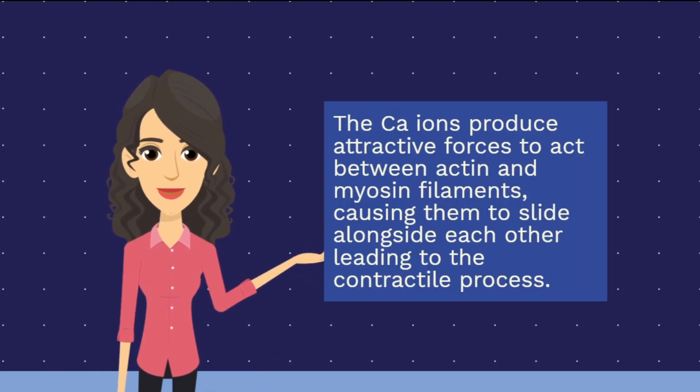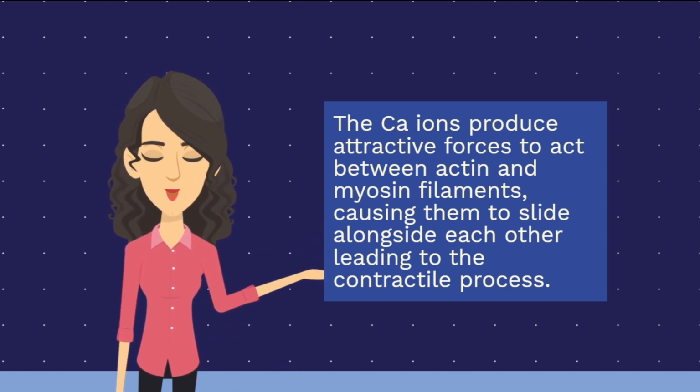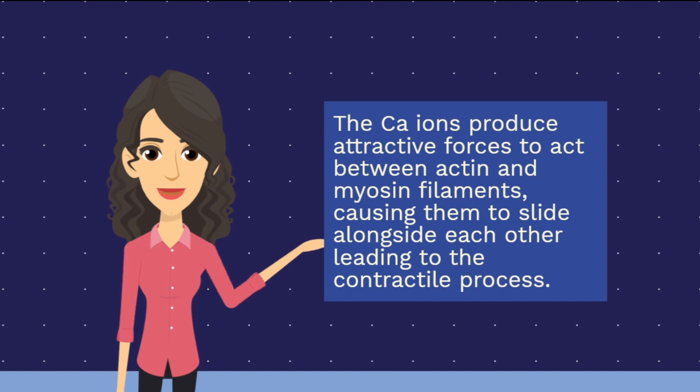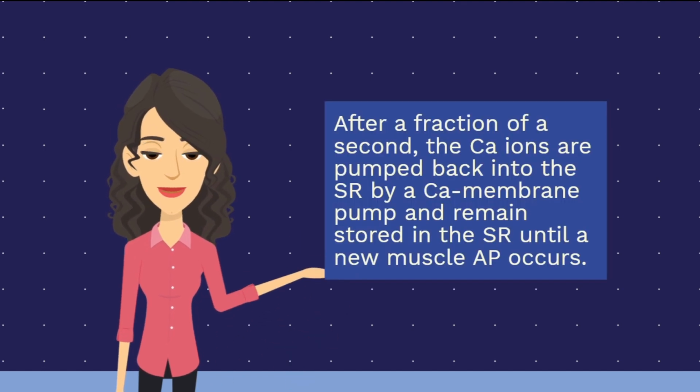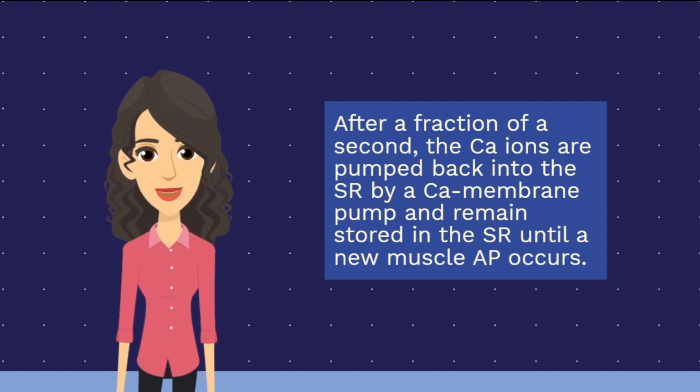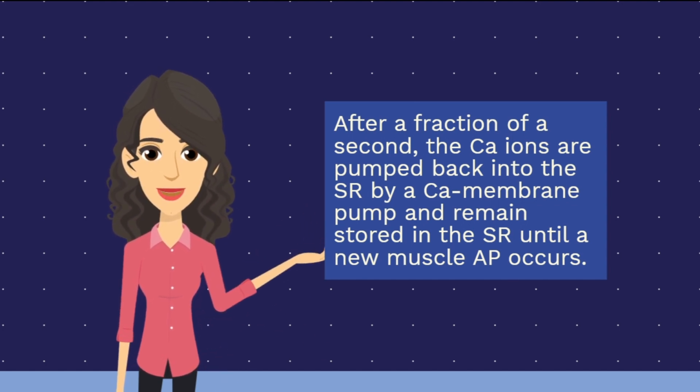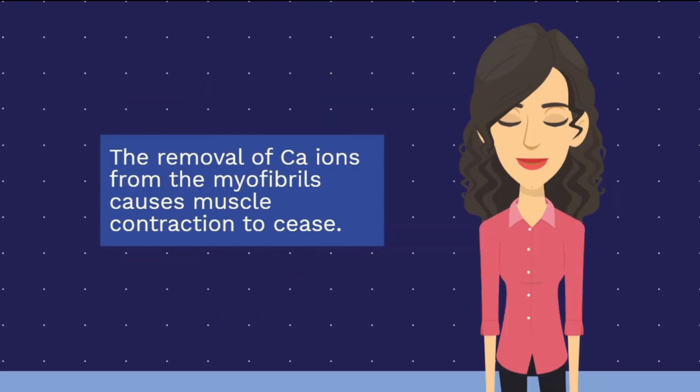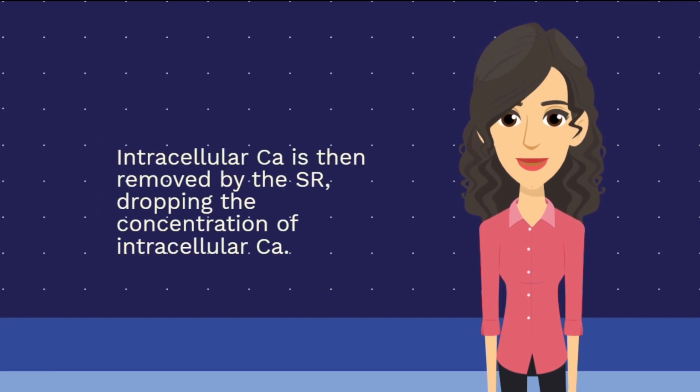The Ca ions produce attractive forces to act between actin and myosin filaments, causing them to slide alongside each other, leading to the contractile process. After a fraction of a second, the Ca ions are pumped back into the SR by a Ca membrane pump and remain stored in the SR until a new muscle AP occurs. The removal of Ca ions from the myofibrils causes muscle contraction to cease. Intracellular Ca is then removed by the SR, dropping the concentration of intracellular Ca.